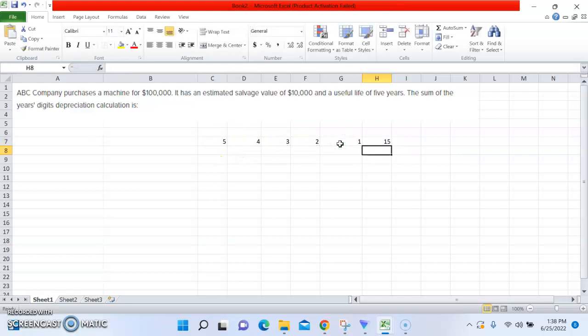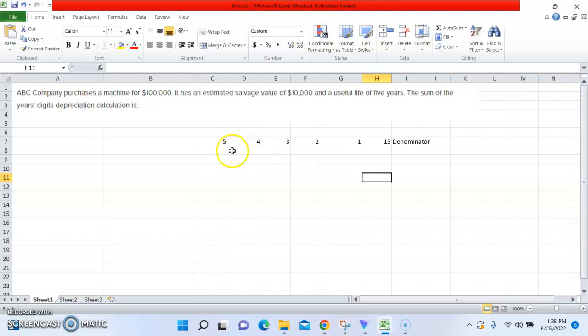Now, this is going to be your denominator. The numerator is going to be how many years you have left to depreciate. So for year 1, we have 5 years of depreciation to do. For year 2, we still got 4 years. For year 3, we still got 3 years. For year 4, we got 2 years. For year 5, we got 1 year.